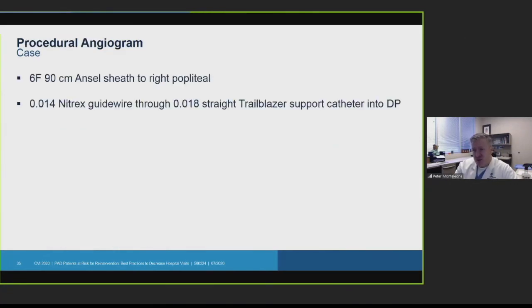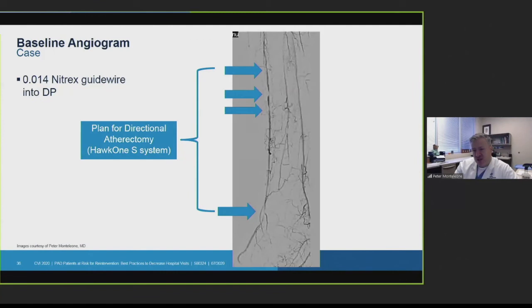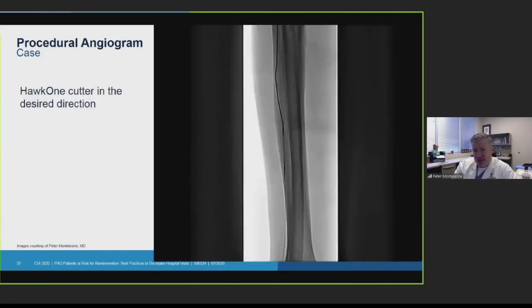And in this situation, we put a long 6 French 90 centimeter sheath up to the right popliteal, and used an 014 Nitrex through an 018 straight Trailblazer. We were able to wire straight through with that workhorse wire, Nitrex. And to debulk this bulky disease, we used directional atherectomy with the HawkOne S device. Again, directional allows for targeted atherectomy, so we solely cut in the area where we saw that the lesions were.